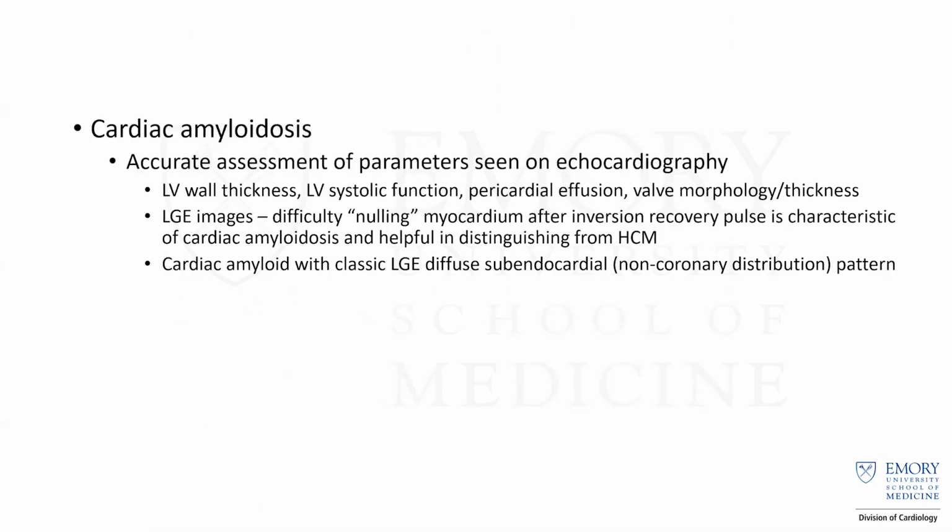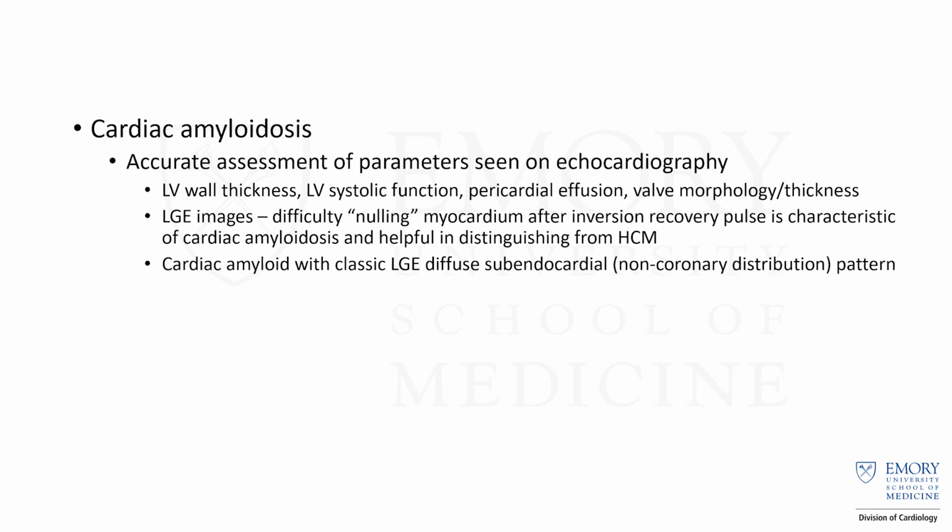Cardiac MRI can give you an accurate assessment if you're looking for amyloid. If you have echo images, these can confirm what you see with echo. You can measure your wall thickness, systolic function, look for pericardial effusion, and look at valve morphology and thickness. It'll give you the exact measurements. You can really see your endocardium well and get the true wall thickness measurements.